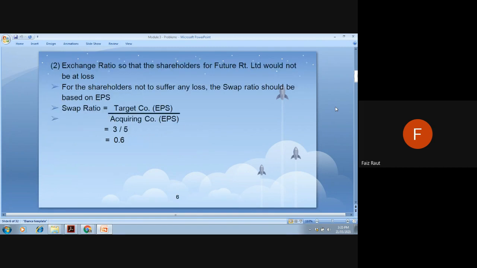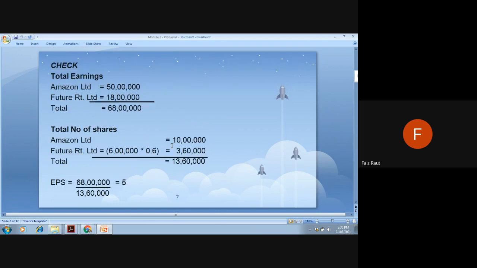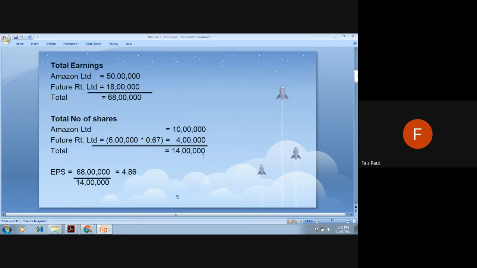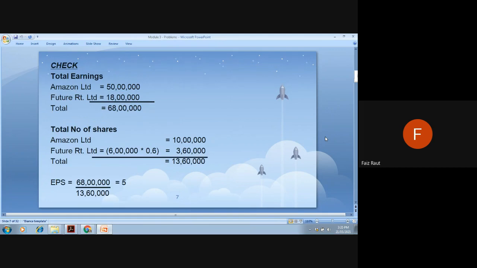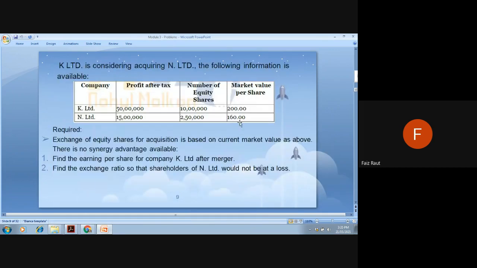So that was it. Then we had the swap ratio calculated as per the EPS. Then we checked it. We need to keep the EPS as 5, which was there for the acquiring company. I keep the acquiring company's EPS the same and calculate. So in this case, the target company is getting 3,60,000 shares. In the previous case, it was getting 4 lakh shares. That's the change. The rest all remains the same. Then question 2 was very much similar.